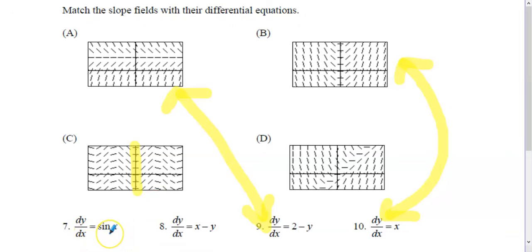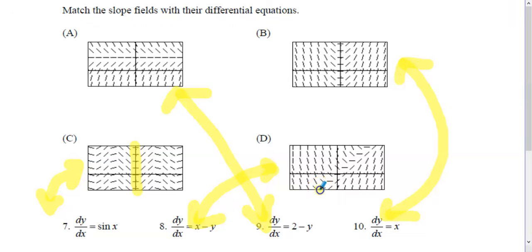Sometimes when x is positive, sine of x is positive. Sometimes when x is positive, sine of x is negative. When x is negative, sometimes the slope is negative, sometimes the slope is positive. This is definitely going to match up with slope field C. And then the final one, just through process of elimination, we know what the answer is, right? These are going to have to go together, but let's try to look for some evidence to confirm why.